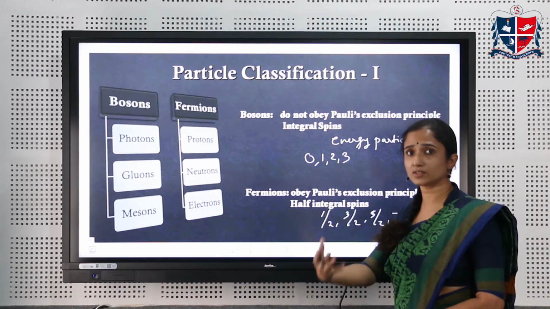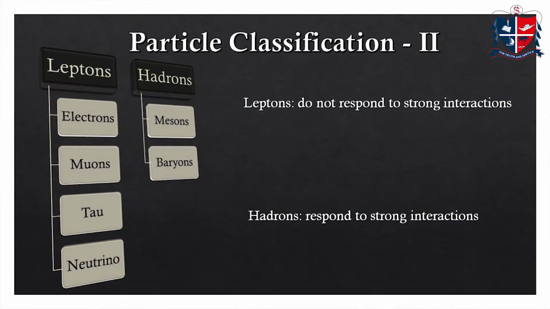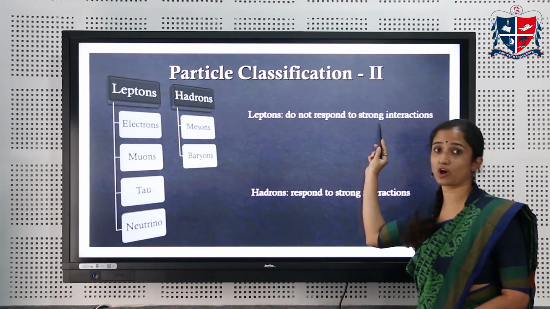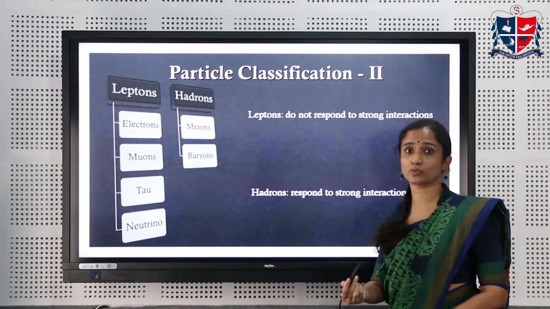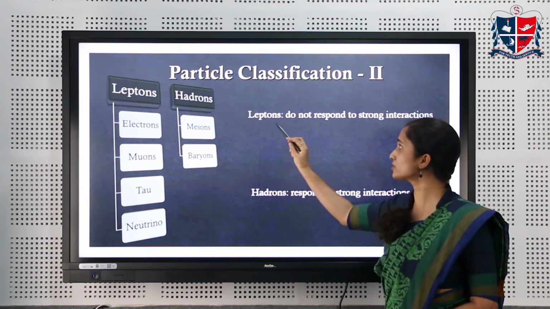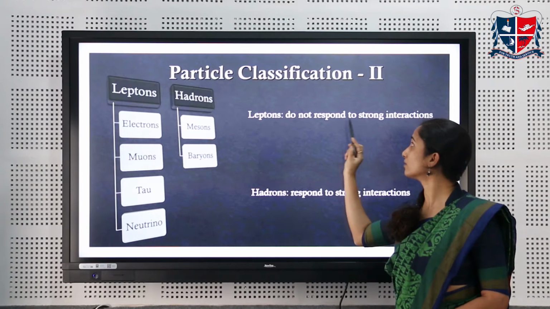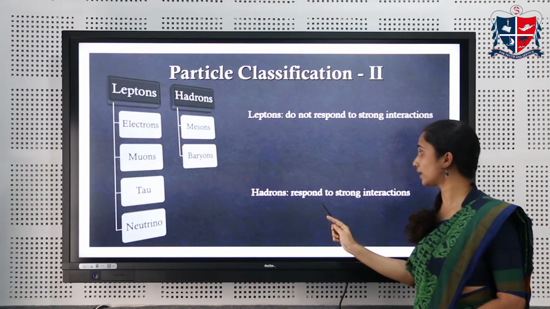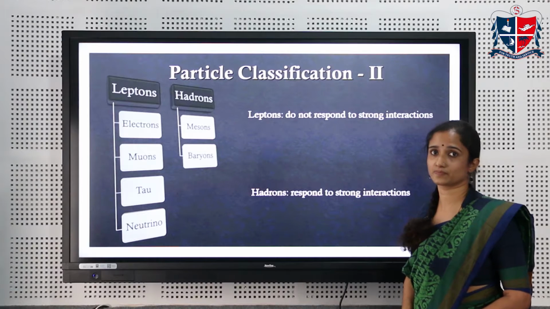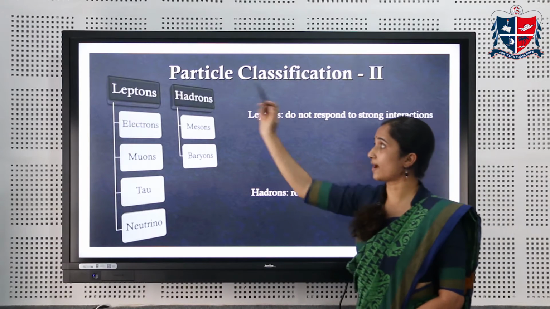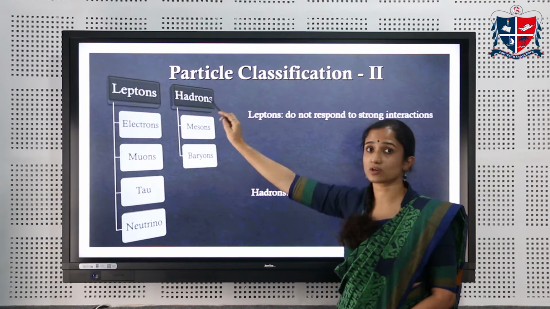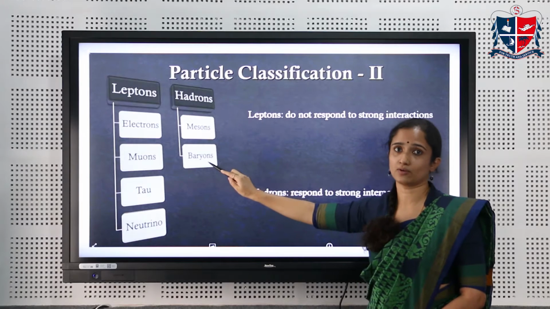This is not it. We can further classify subatomic particles as leptons and hadrons. Now, this classification is based on the interaction of the particle with a strong force, which is also known as nuclear force. So, leptons are those particles which do not respond to strong interaction. And the other classification is hadrons, which are particles which respond to a strong interaction. So, leptons, we are having electrons, muons, tau particles, and neutrinos, whereas hadrons are further classified into mesons and baryons.